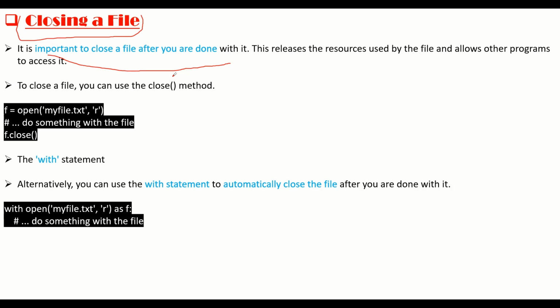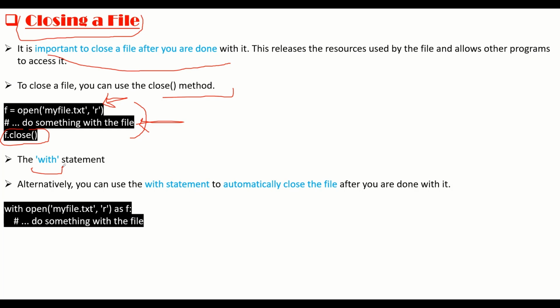To close a file, you can use the close method. So this is our close method. How to close a file? This is the code, f.close, and you can close your file. First we will read the file and do something with the file, if you want to do something in the file.